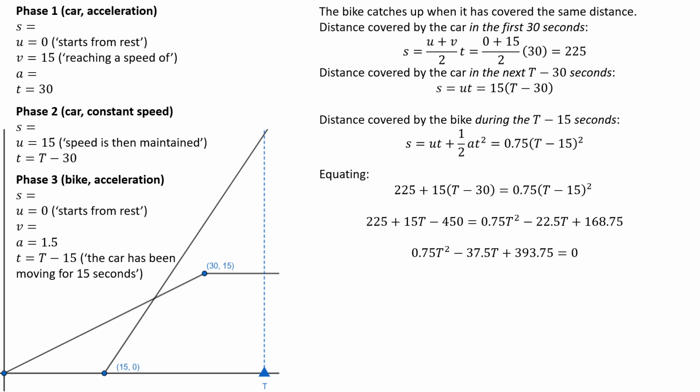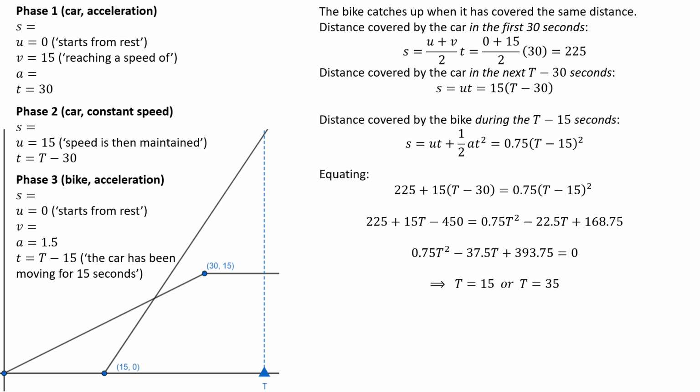If at the beginning you divided everything by 0.75, the numbers would come out more pleasantly. You might even see how to factorize it for yourself. But it's not necessarily worth spending time doing that if you've got a calculator that can solve it for you. I get two values, and both appear to be sensible until you think about what we assumed at the beginning.